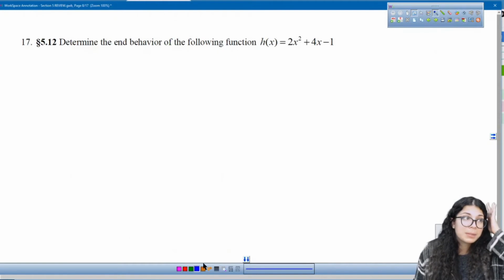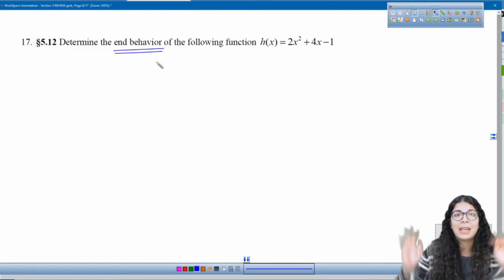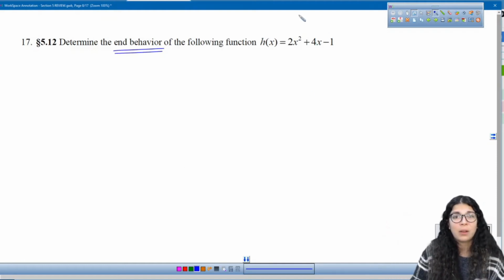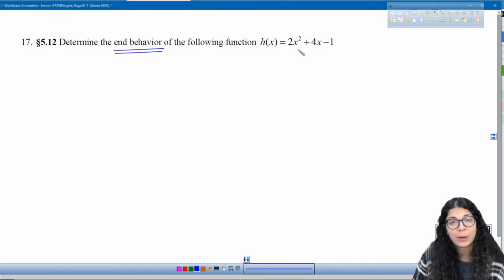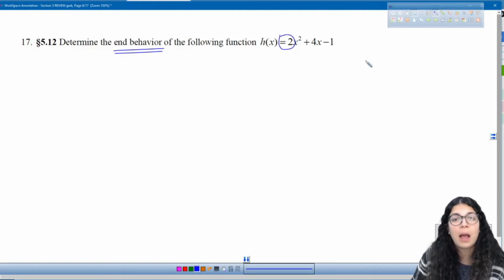Okay, so on number 17, we need to determine the end behavior of the function. End behavior are the ends. So what kind of function do you have? You have a parabola, right? You have a quadratic, which is a parabola. What direction is that parabola facing? It is facing up. It's an upward facing parabola.